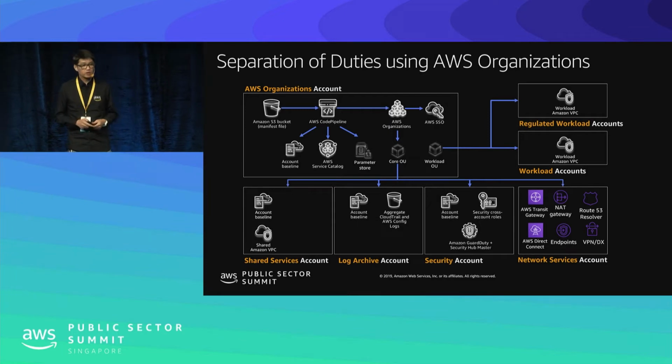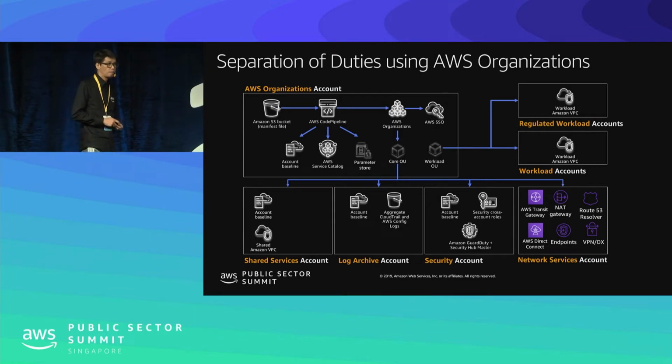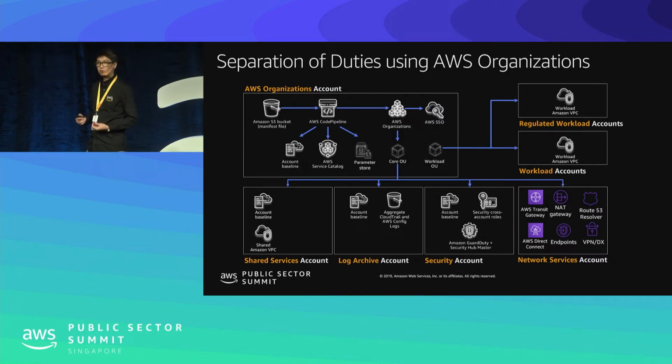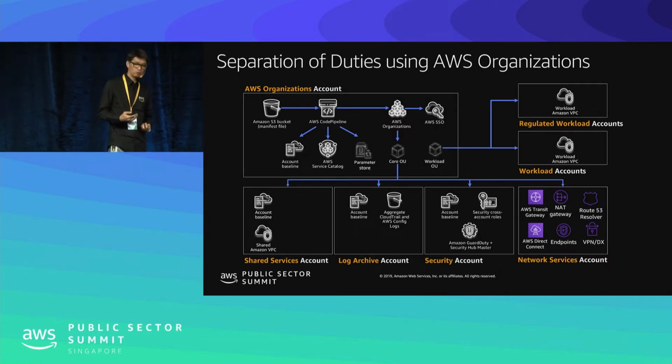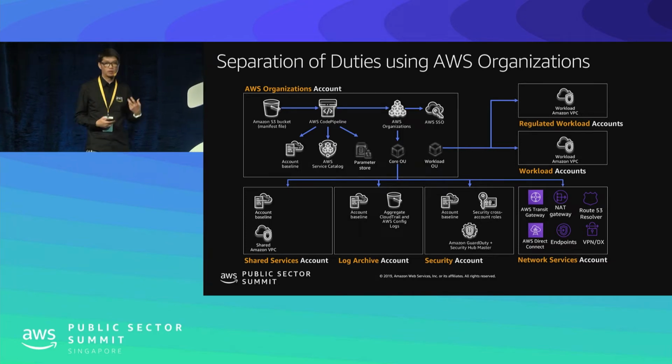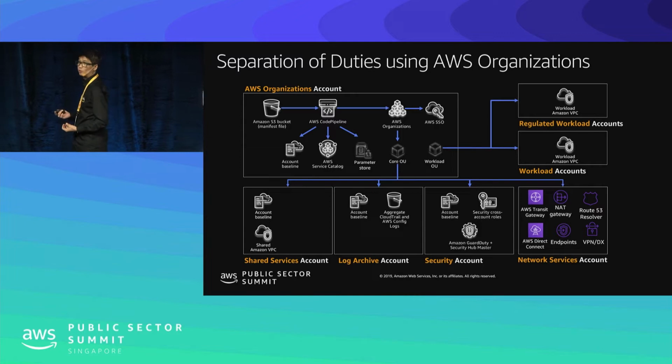So in terms of separation of duties, we introduced AWS Organizations. AWS Organizations allows you to centrally manage all the accounts and apply certain guardrails, like service control policies, on those accounts. For example, I'm not going to allow a user, or this particular account, to disable CloudTrail within those accounts. So you can apply service control policies on that.